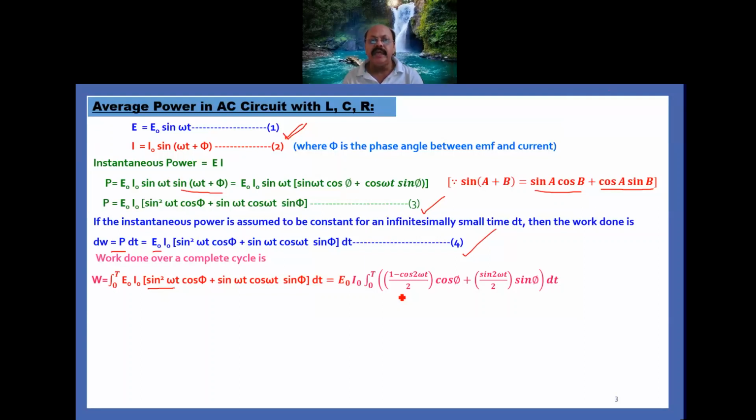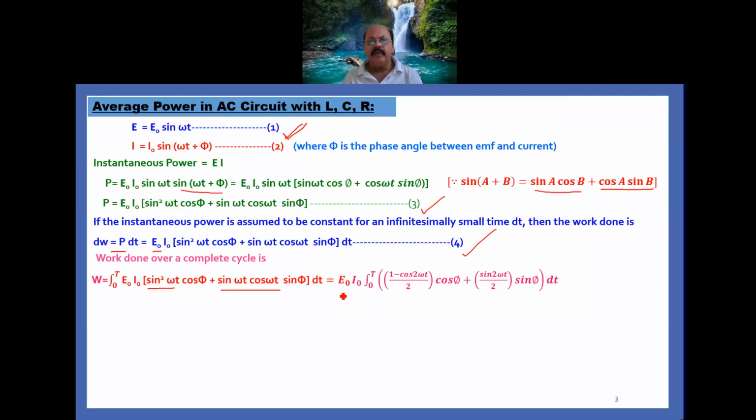That is cos 2 theta equal to cos square theta minus sin square theta, and theta is omega t. From there you will get sin square omega t equal to 1 minus cos 2 omega t divided by 2. Similarly, this factor sin omega t cos omega t, if we multiply it by 2 and divide by 2, then it becomes 2 sin omega t cos omega t, which is equal to sine 2 omega t. That you already know, sine 2 theta equal to 2 sine theta cos theta. So these two substitutions we have to do in place of these factors.